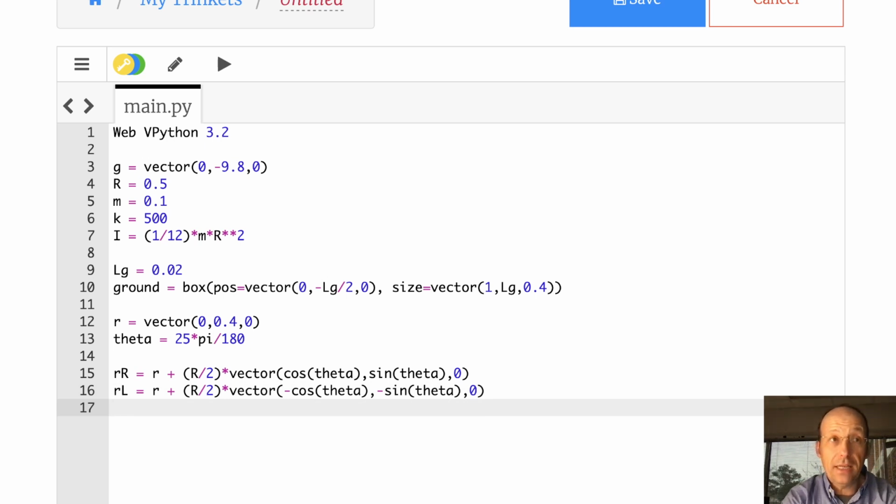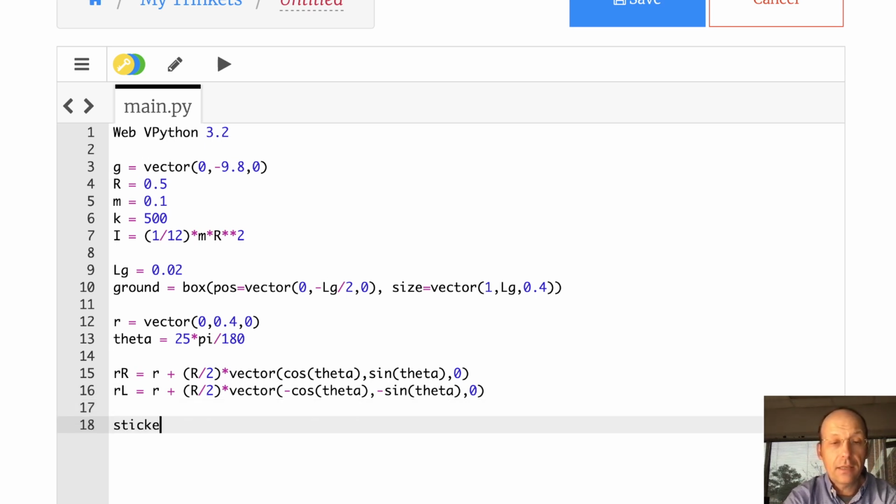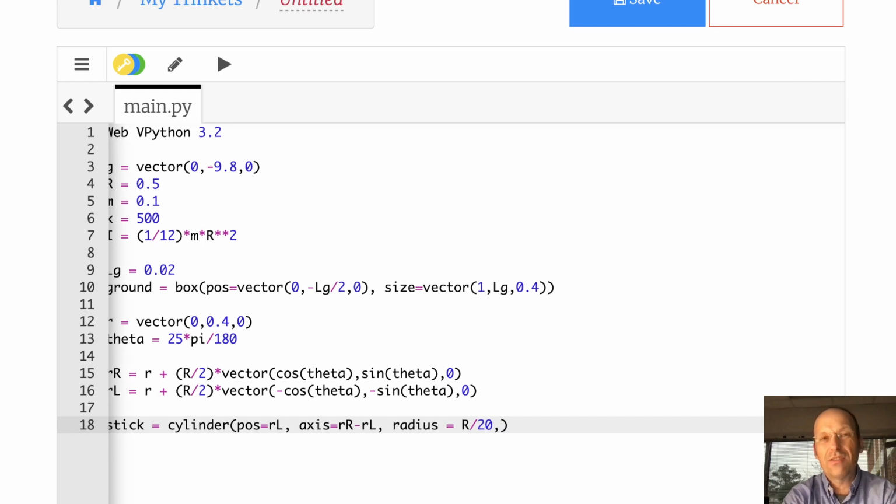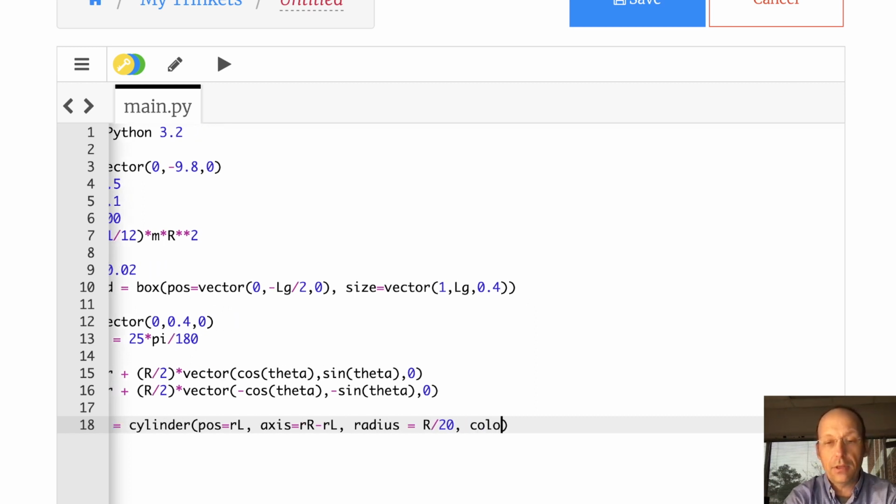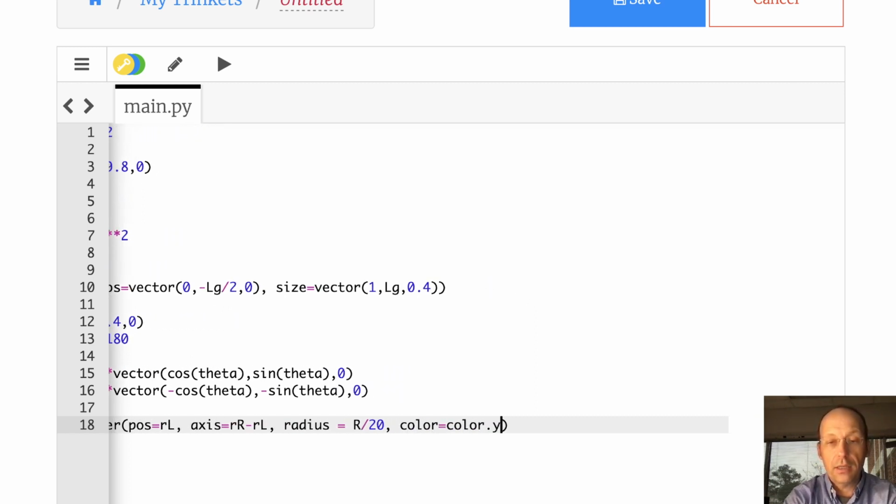I can make my stick. So I'm going to say the stick is a cylinder. Its position, I'm going to put it at the left side. So pos equals RL. And then the axis is the vector from that side to the other side. So this is going to be equal to RR minus RL. That's that. Now I do need the radius. Let's put the radius at r over 20. You can change that. It doesn't really matter. And then I'm going to make it yellow. Color equals color dot yellow.